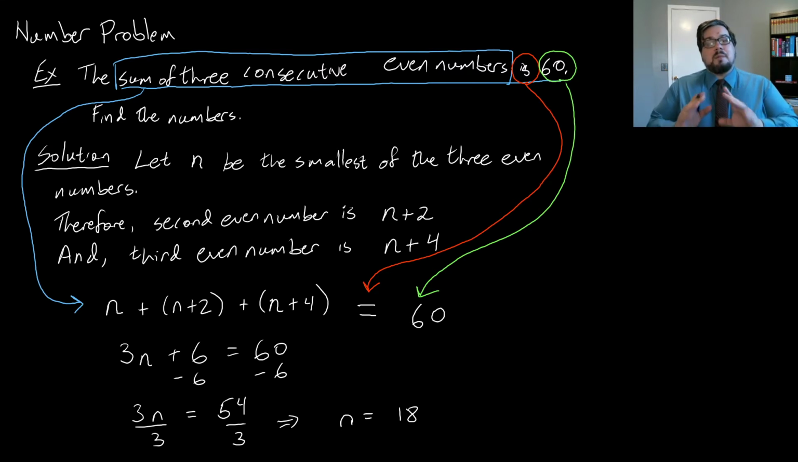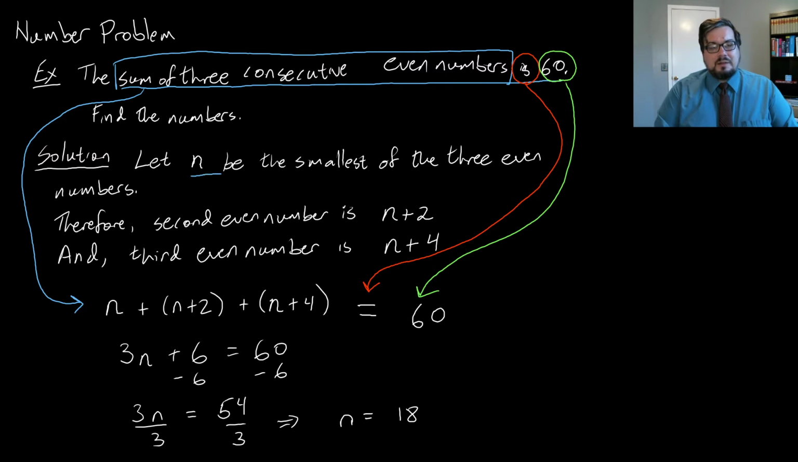Now, we can't stop here. Whenever we're working with a word problem, even a word problem that's just a number problem like this one, we have to go back and interpret this solution in terms of the original problem. So n equals 18 is the number that makes this equation true. At this point, what we want to do is go back to where we said what n was. This is why it's so important to write down very clearly what each of your variables are.